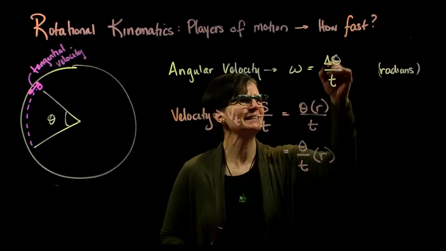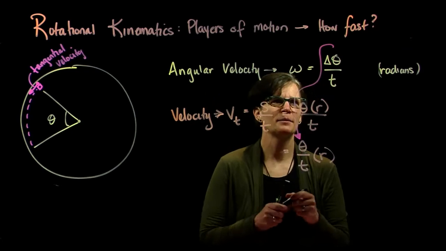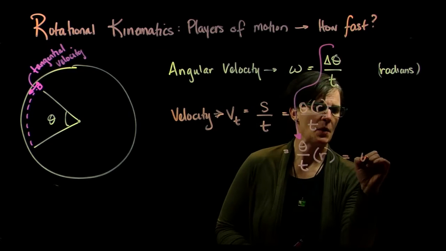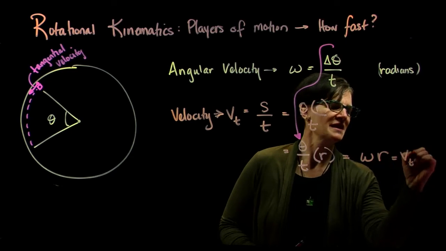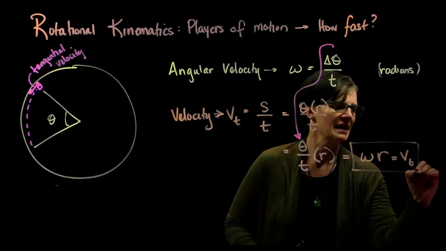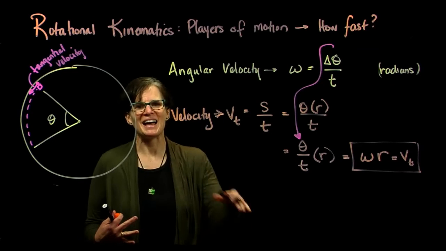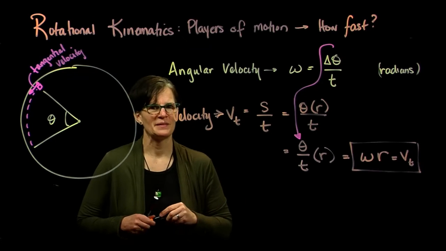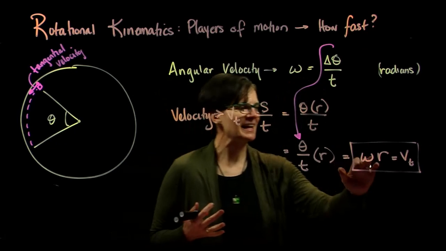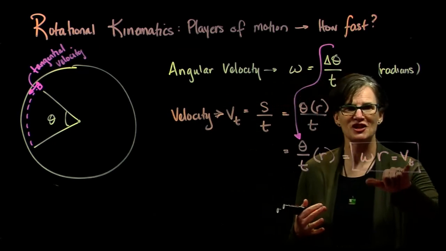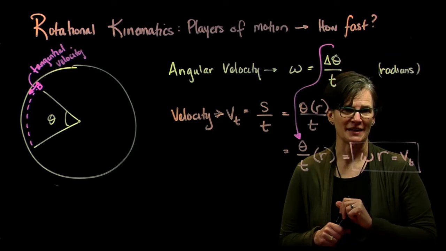And I see that my theta per time can be written as omega, so v equals omega times the radius. This gives rise to the tangential velocity of an object as it's rotating about a circle. It's going at a certain angular speed at that point in time, and that angular speed gives rise to that tangential velocity by the angular speed times the radius.